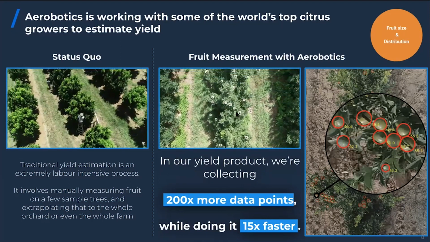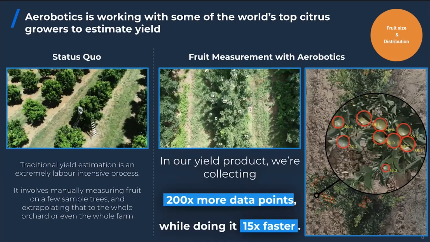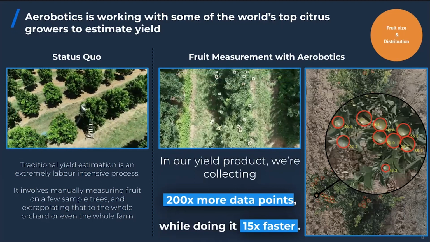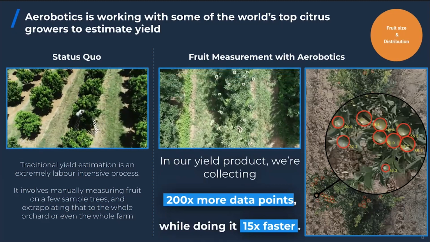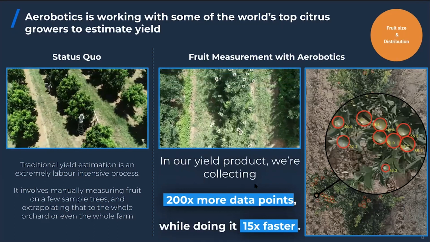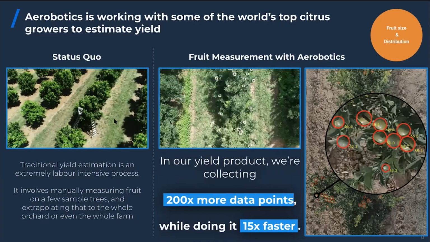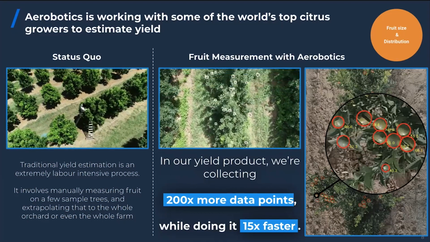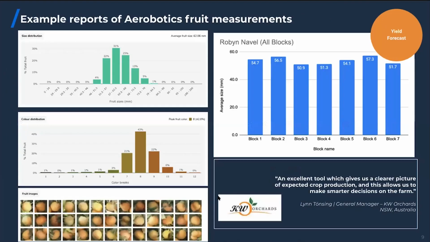Then we take all of this data into our machine learning models, and the models detect the fruit, as you can see here. We do it as early as 24 millimeters fruit size, where the fruit is quite small and obviously still green. It allows us to get much more data points compared to traditional fruit sizing, as well as doing it faster. And the output of this process is the average fruit size that you have in your block.